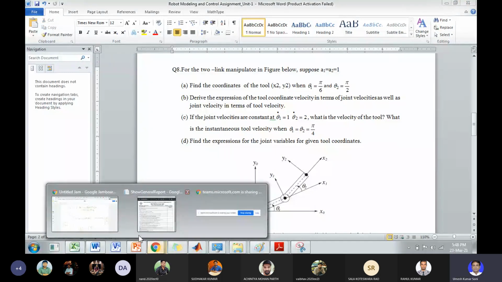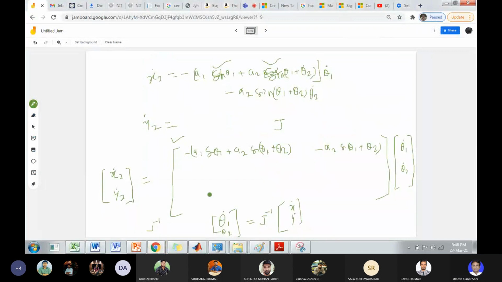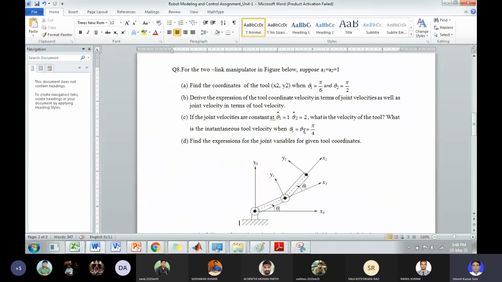सर जैकोबियन में थीटा 1 थीटा 2 का वैल्यू पुट कर देंगे तो हो जाएगा। थीटा 1 थीटा 2 का वैल्यू पुट कर दीजिए। ओके, so when the theta 1 and theta 2 and theta 1 dot, theta 2 dot are known, you can determine the tool velocity. Okay, yes, so you put the theta 1, theta 2, theta 1 dot and theta 2 dot. So in this section you can determine this.